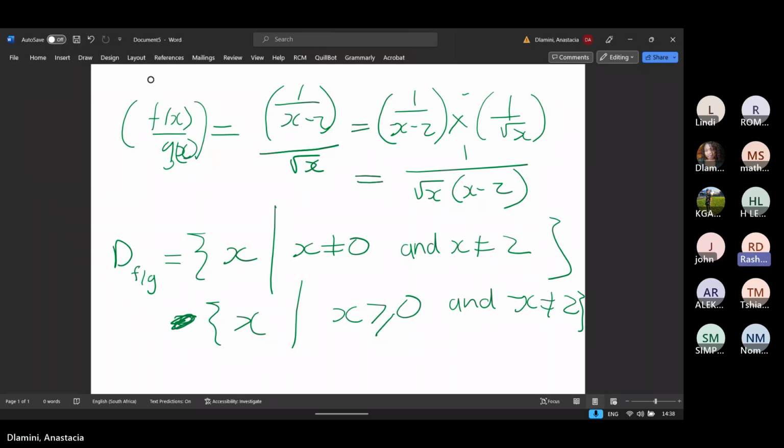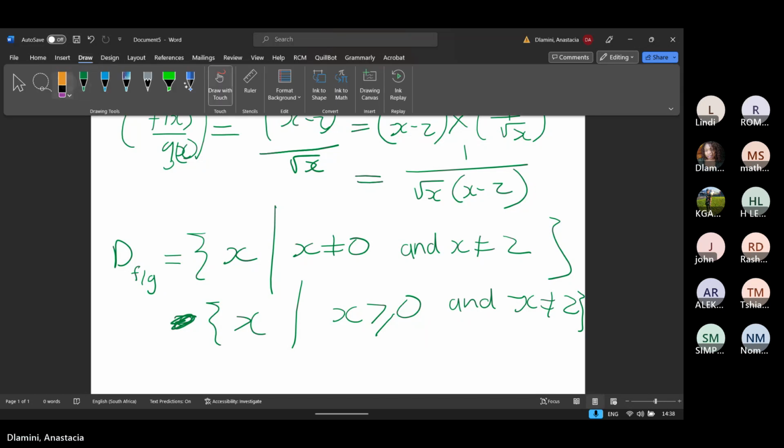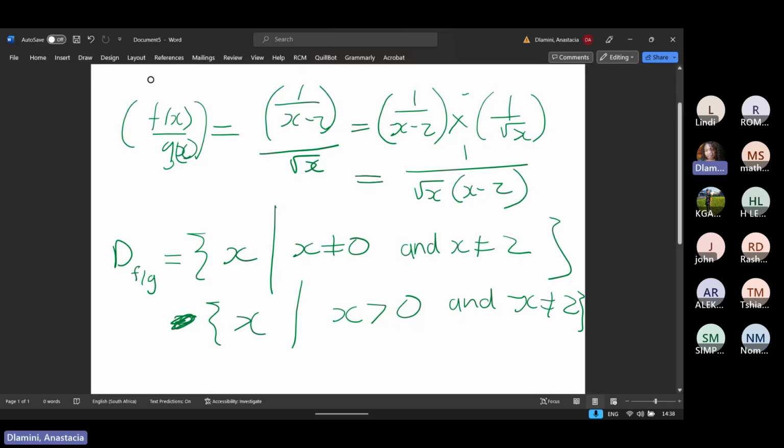No, I leave it like that, ma'am. It's right. Why are you saying I should leave it like that? Why are you not including 0? If x is 0, it will affect the x minus 2. That's why it's simple to say x must be greater than 0.